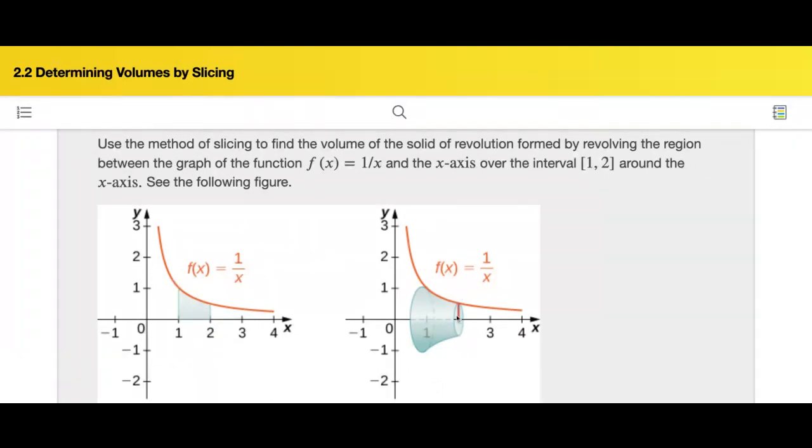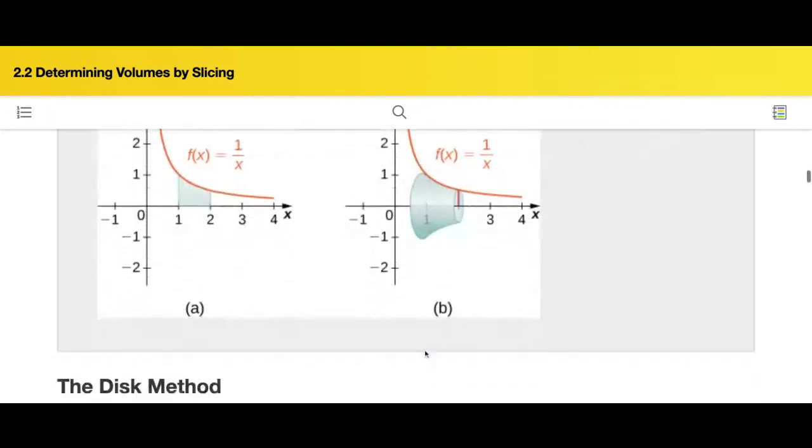So this one is very similar to the previous one. We just do pi r squared. We set up an integral, lower limit 1, upper limit 2, dx. We're cutting from 1 to 2, cutting infinitely many pieces. Then pi r squared, where r again is our f of x, squared. So very similar.